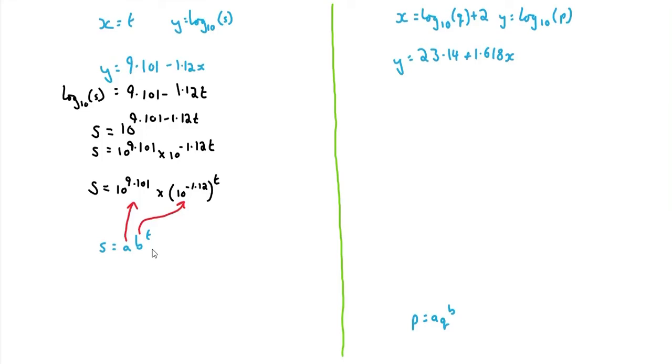And with that, therefore, I'd just like to see if you could get along with this last example on your own. So once again, we're starting with a linear expression in terms of y and x. So y equals 23.14 plus 1.618x. And we have that x is actually the log of q plus 2, and that y is the log of p. And this time, you're actually looking to get it in this form here, of p equals a q to the power of b.